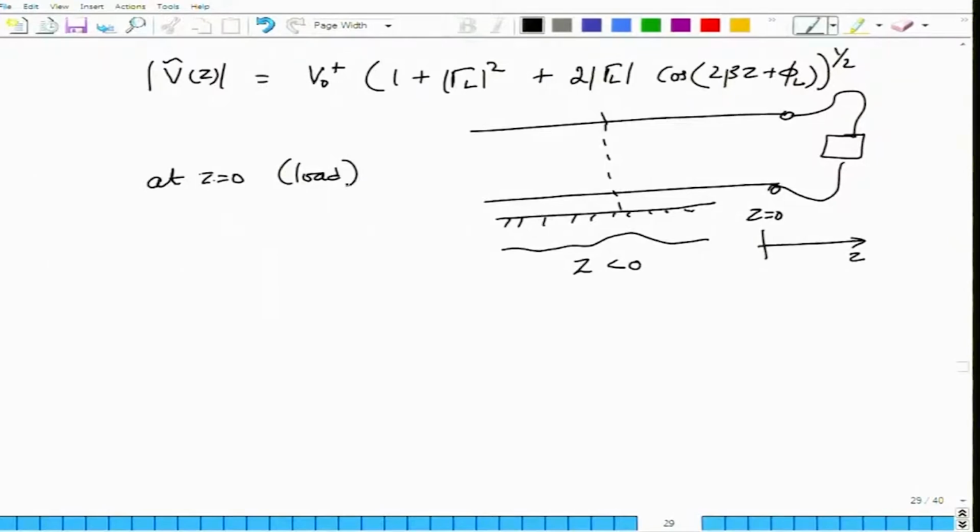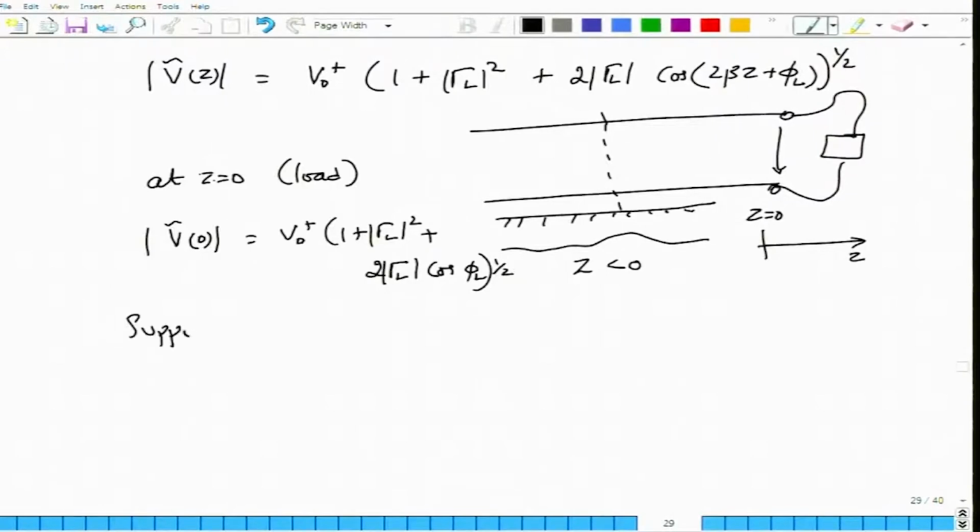So, at the load position, which happens to be right at z equal to 0, what does this expression tell me? The expression will tell me that the magnitude of the voltage at the load location is given by V0 plus, here I have to put z equal to 0, which means 2 beta z is 0, so I get cos phi L. So, I get (1 plus magnitude of gamma L squared plus 2 magnitude gamma L cos of phi L) whole to the power half. Of course, I need to know what kind of load I have terminated. Suppose my load happens to be open circuit.